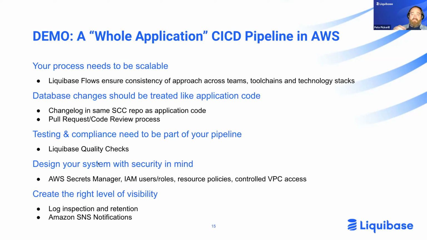IAM users and roles, and resource policies, really everything that AWS enables for you from a security platform perspective as you're building out your platform with their services, and then creating that right level of visibility. So what we do in that piece of the demo is, we detect when that database update happens. We save that log to a special place, and then we send notifications out to everybody. So we're really raising the level of visibility here.